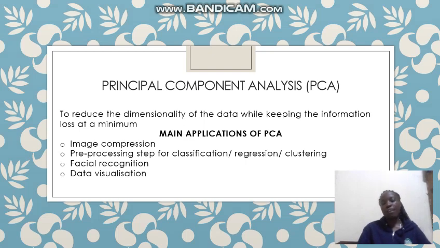We also have the principal component analysis, which is the PCA, and this is used to reduce the dimensionality of the data while keeping the information loss at a minimum. And the main applications of PCA are image compression, preprocessing step for classification, regression and clustering, then facial recognition, as well as the data visualization.